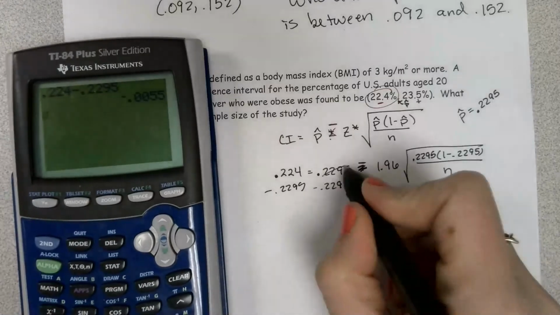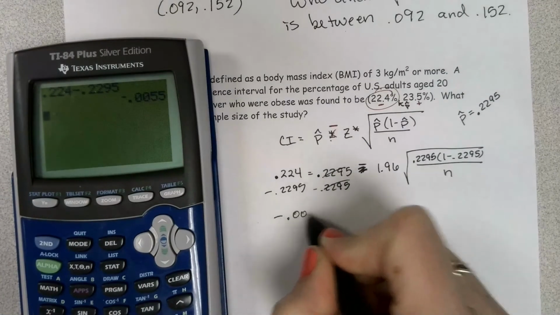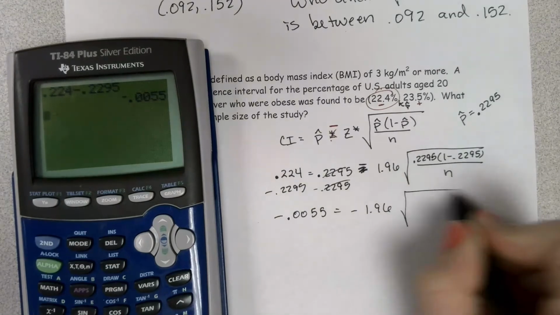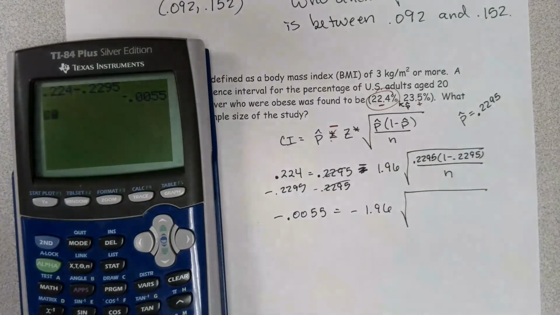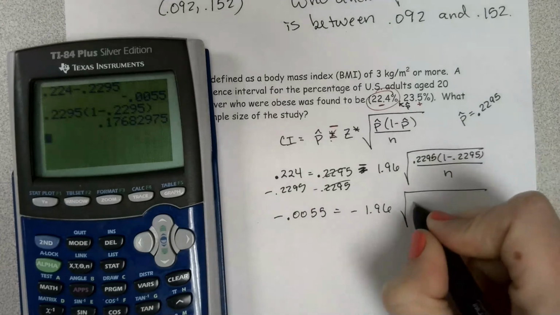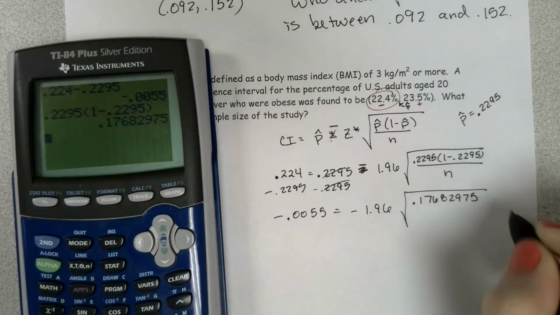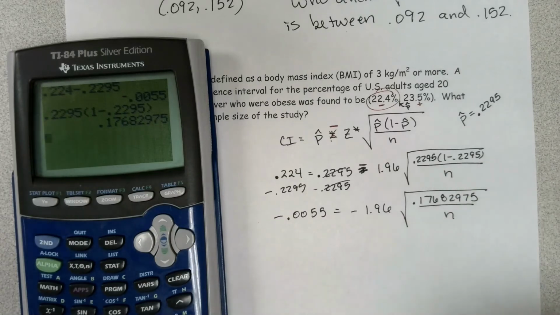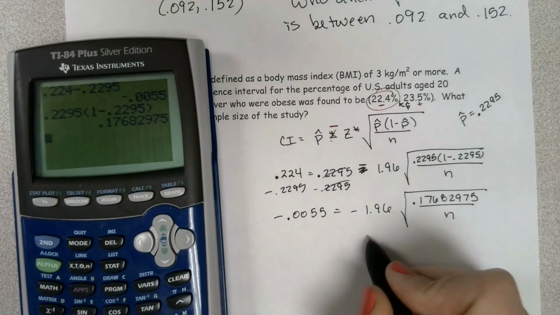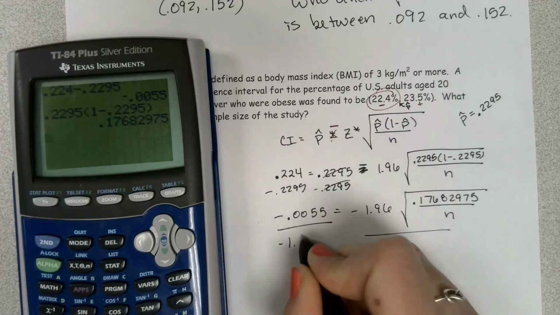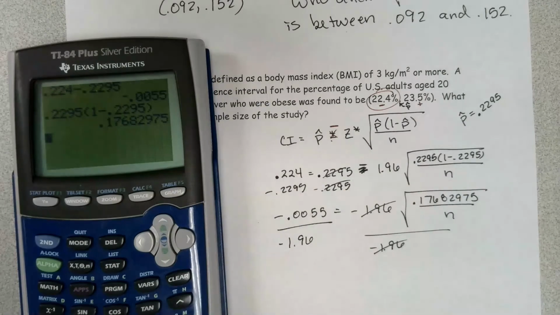So here's what I've got. Negative 0.0055 equals negative 1.96 times the square root. And I'm going to go ahead and simplify this a little bit. And remember, guys, we want to try to round as little as possible until we get to the final answer. Okay, I'm going to divide both sides by negative 1.96.